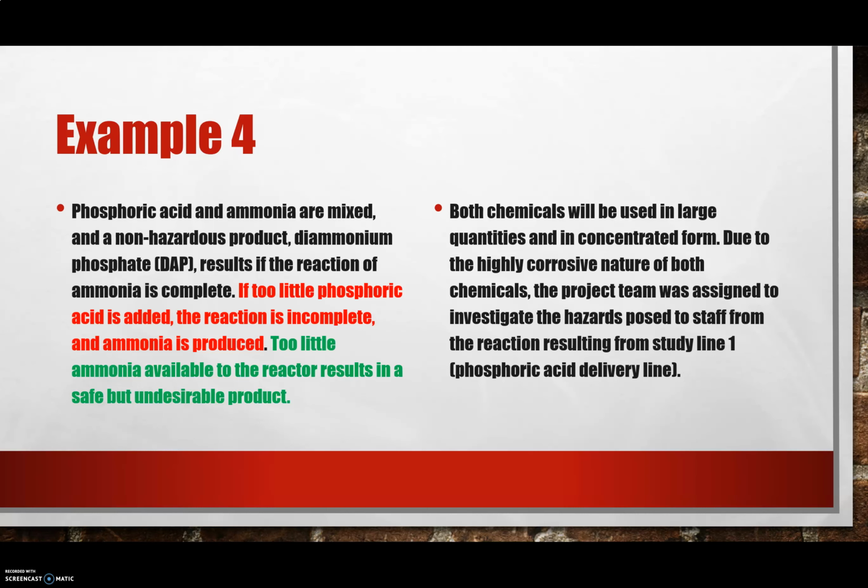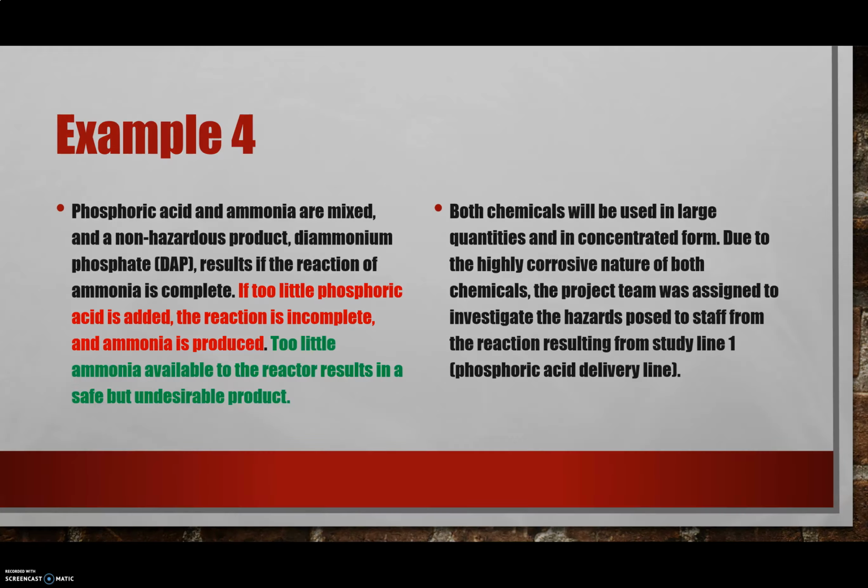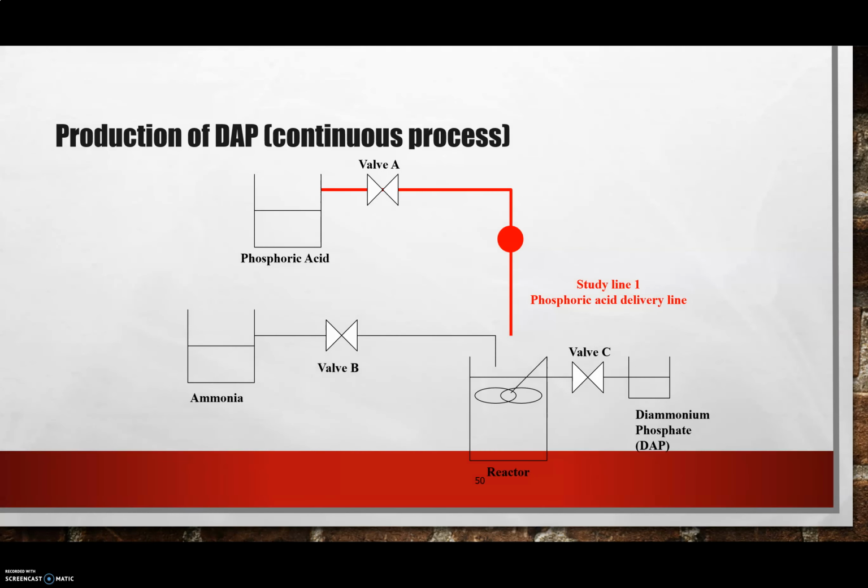So both chemicals will be used in large quantities and in concentrated form. Due to the highly corrosive nature of both chemicals, the project team was assigned to investigate the hazard posed to staff from the reaction resulting from study line 1. Okay, so you will see this is the process. This is the flow diagram of the production of DAP, diammonium phosphate.